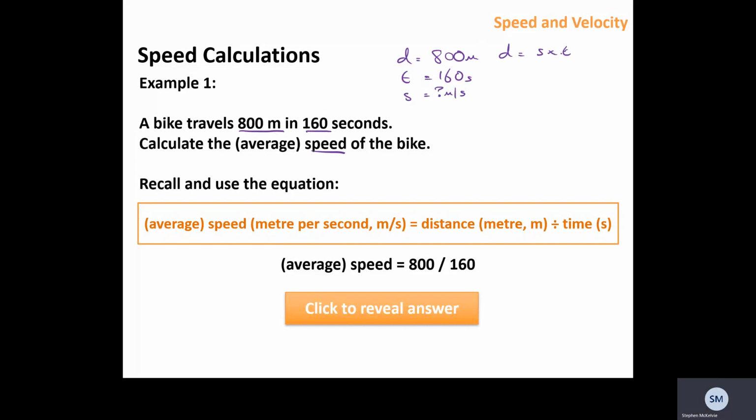Distance equals speed times time. And now you can either put your numbers in first and then rearrange, or rearrange and then put your numbers in. It's up to you. I'm going to rearrange first, because I'm a rebel like that. Speed is equal to 800 divided by 160, giving me an answer of, I can't do that in my head, though I should be able to, 10 over 2, 5.